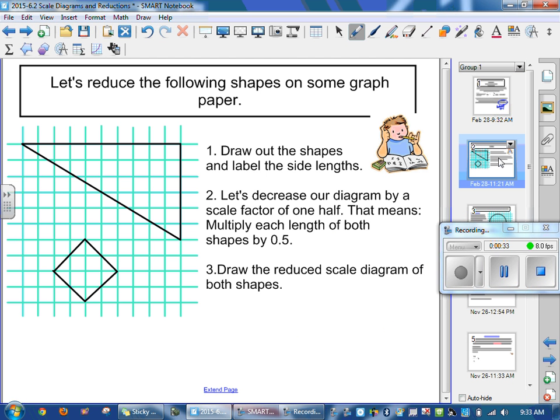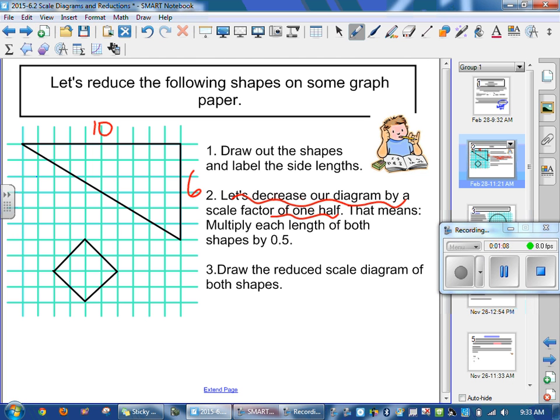First one, it says draw our shapes and label our sides. Okay, so we've got our shapes drawn, we're going to label our sides. If we count all these, we get 10. Count the side here. I'm going to get 6. Okay, it says we're going to decrease by a scale factor of 1/2. If I've got a scale factor of 1/2, what am I going to do to each of those numbers? Half them, exactly. So I half them, meaning divide them by 2. So if I cut 10 in half, what do I get? 5. So my new diagram's got to have a 5.